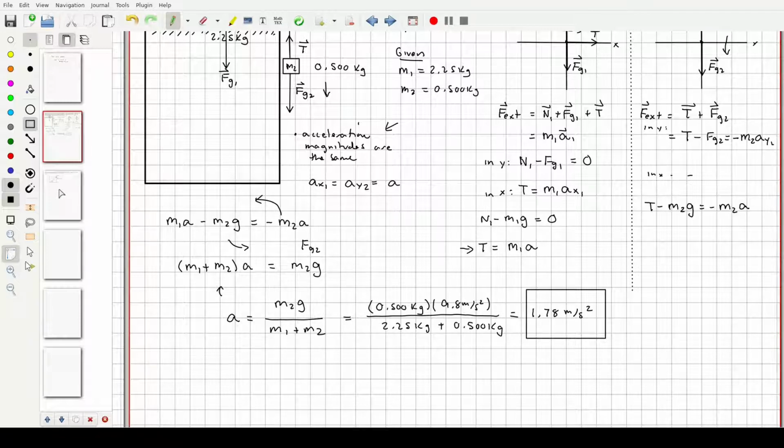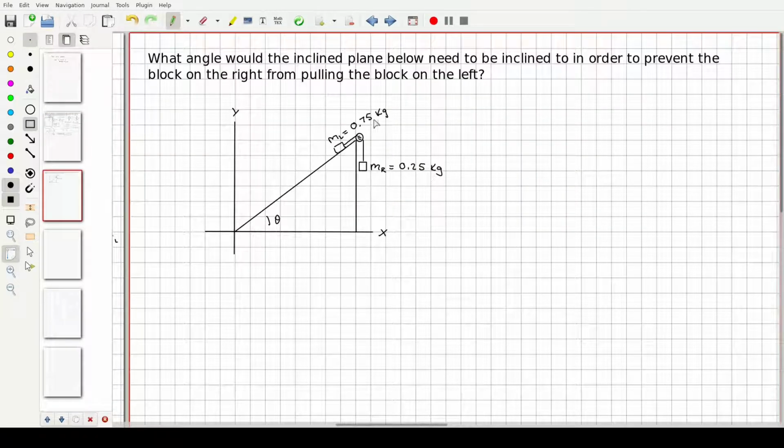Let's do another. This is a little more complicated. So in this one, we have two blocks on an inclined plane. And M2 is hanging off. M1 is obviously headed up the incline. And what I want to know is what angle would you have to incline this thing to in order to have the forces balance each other out and for its motion basically to not occur. So we want the actions here to cancel each other out on this composite object.